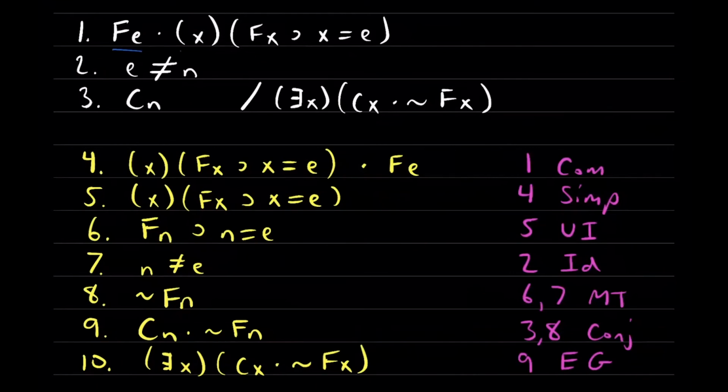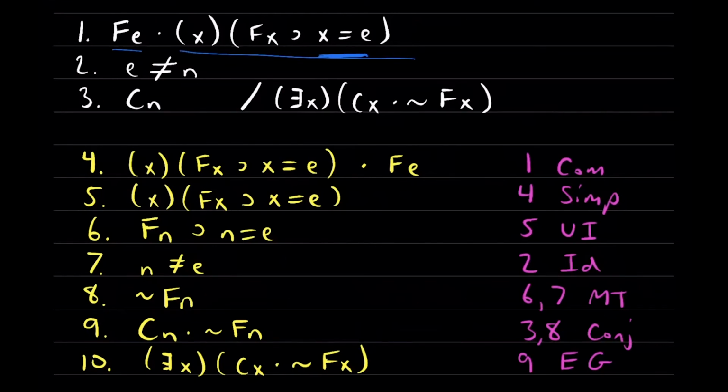And for all X, if X is an F, then X is identical to E. You can see the identity statement as part of that universal statement that I've highlighted in blue there. The second premise says that E is not identical to N. So in other words, the E refers to one object and N refers to a different object, and E and N don't refer to the same object.